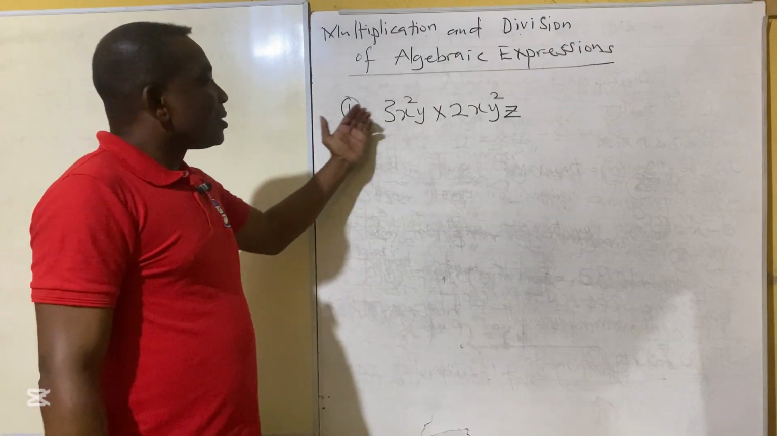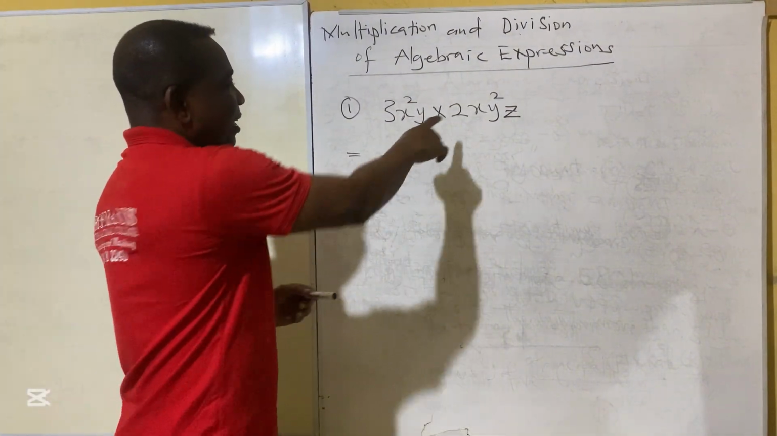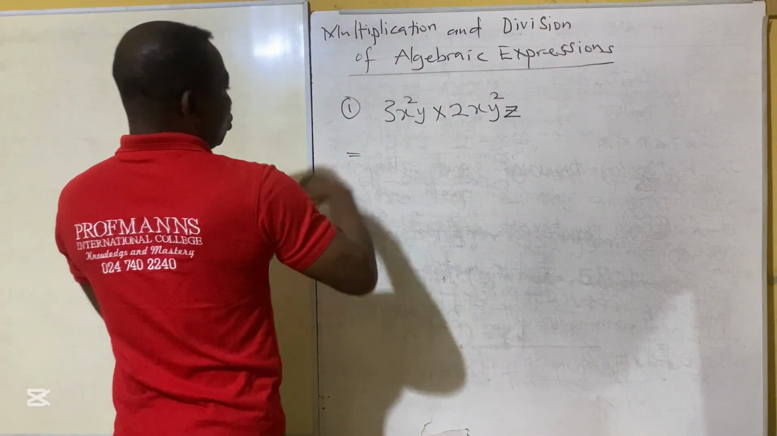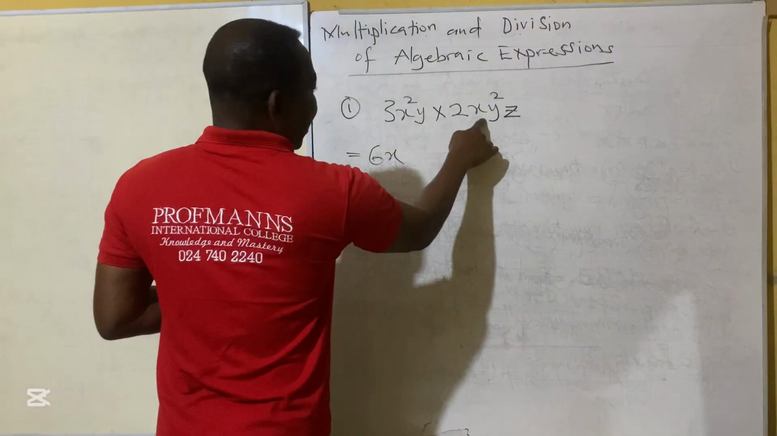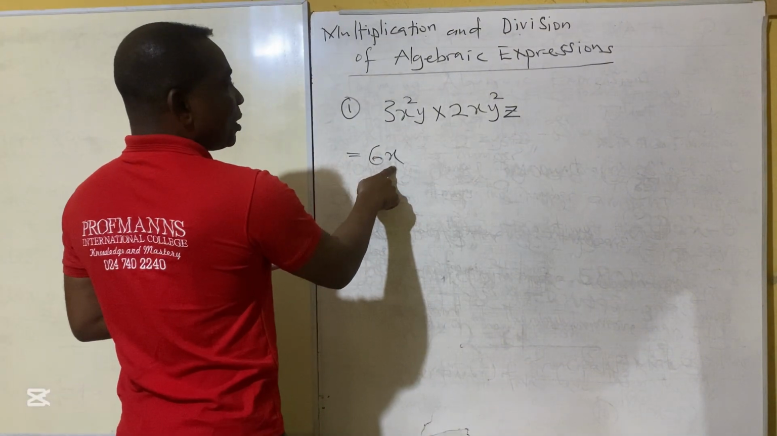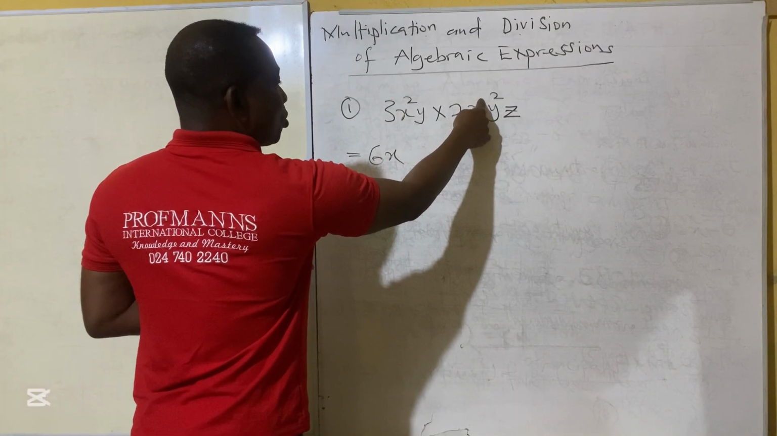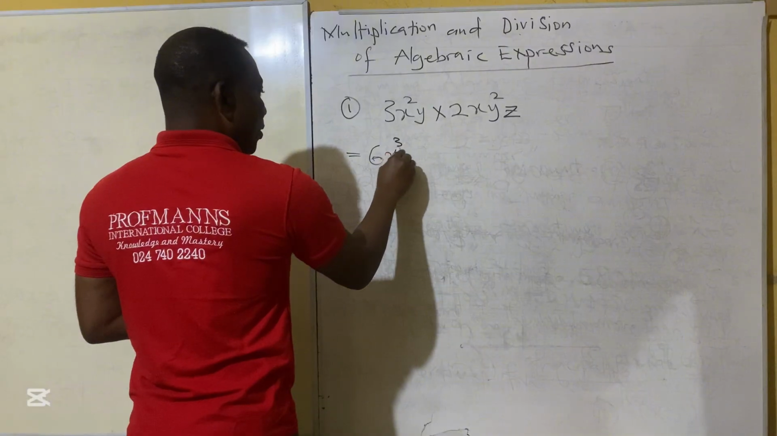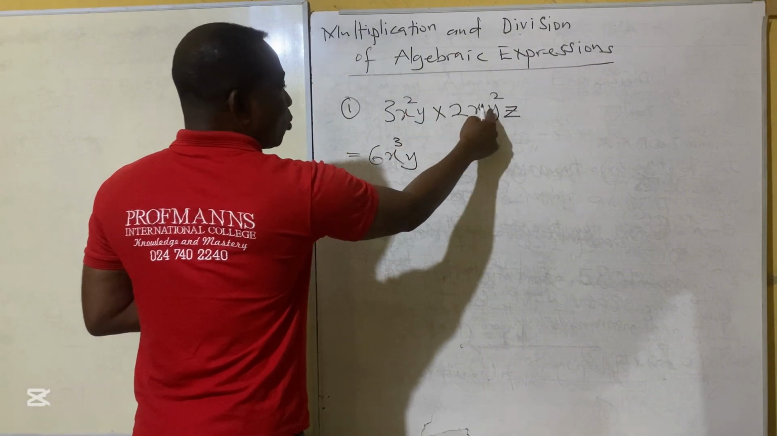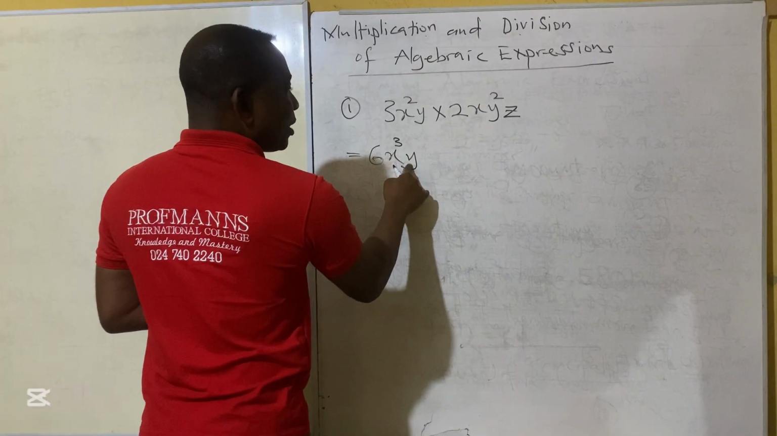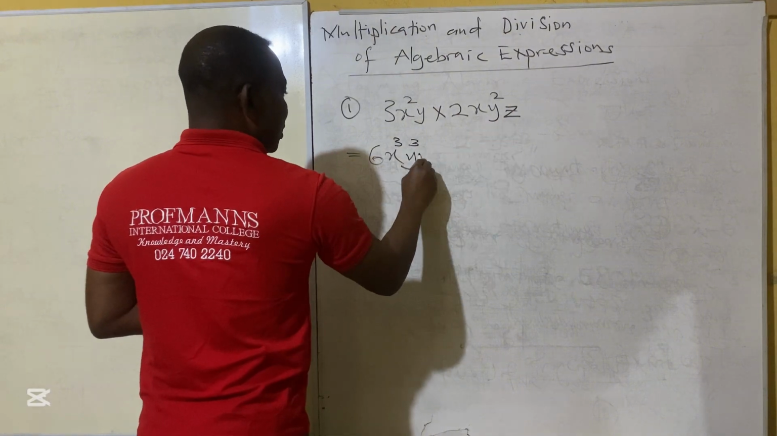Okay, so number 1, simplify this. So this is equal to, we multiply the numbers, so 3 times 2 will give us 6. And then let's look at the x. X, the same base, so we maintain a common base. And then the exponent we are multiplying, the exponent is 2 here, and then the exponent is 1 here. So 1 plus 2, 3, so to the power 3. Now let's look at y. We have y here to the power 1 times y here to the power 2. So we maintain the common base, which is y, and then we add, so to the power 3 as well. And then times what? Z.